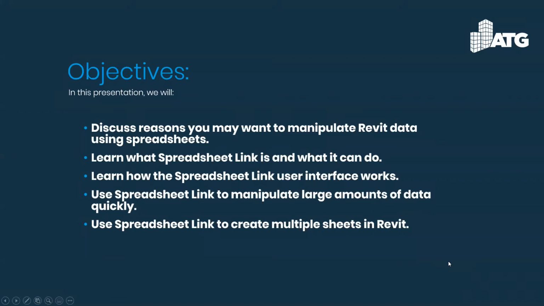So in today's presentation, I'd like to discuss reasons that you may want to manipulate Revit data using spreadsheets. We're going to take a look at the Spreadsheet Link CTC tool and figure out what it is and show you what it can do. I'm going to walk you through the Spreadsheet Link user interface and how it works. And then we're going to use it to manipulate a lot of data rather quickly. I'm also going to show you a little trick you can do with it to create a lot of sheets all at once.